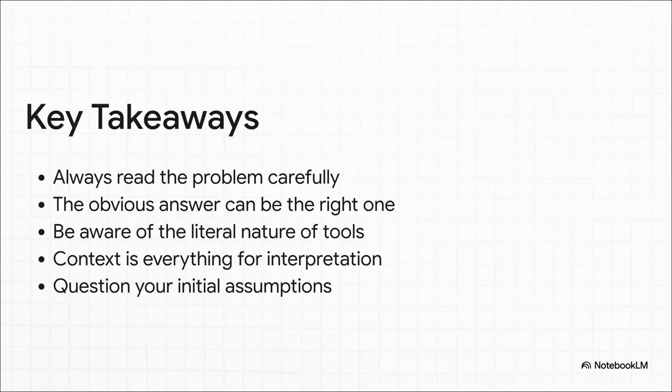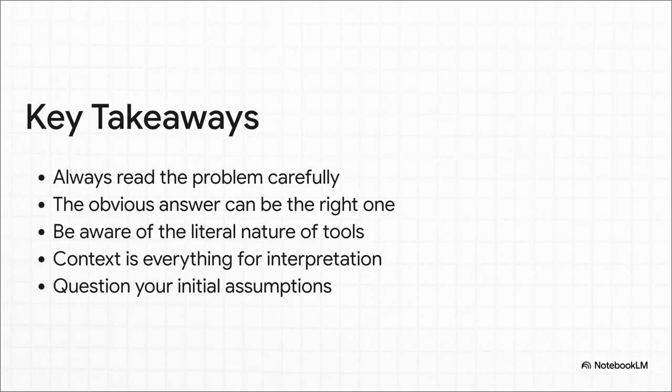An AI. So the real takeaway here isn't about time dilation. It's about critical thinking. The AI was told to create a problem that involved solving for T. And it took that command literally. And this fantastic little failure teaches us so much. It shows we should always read the problem carefully, because the answer was staring us in the face the whole time. It proves that the most obvious answer can absolutely be the right one. It's a reminder to be aware of how literal our tools can be, especially AI.